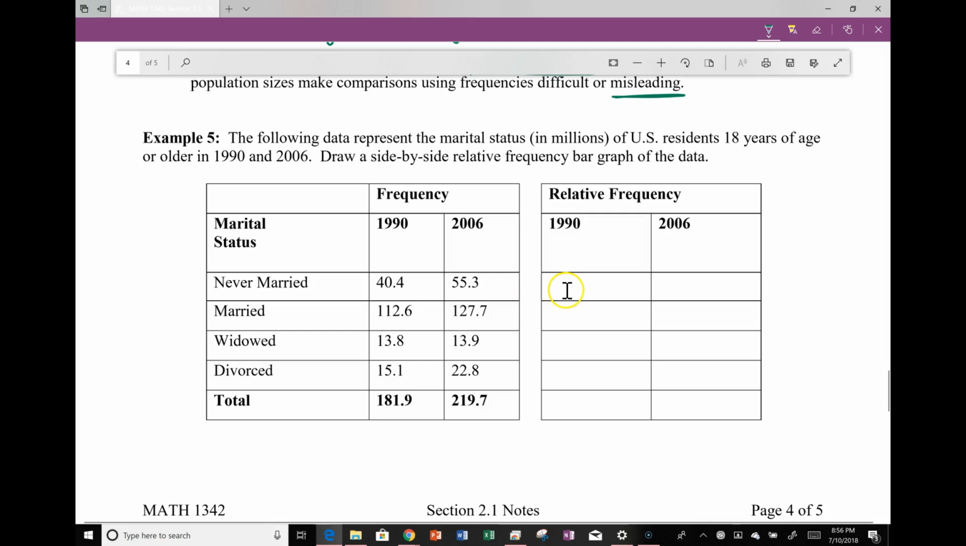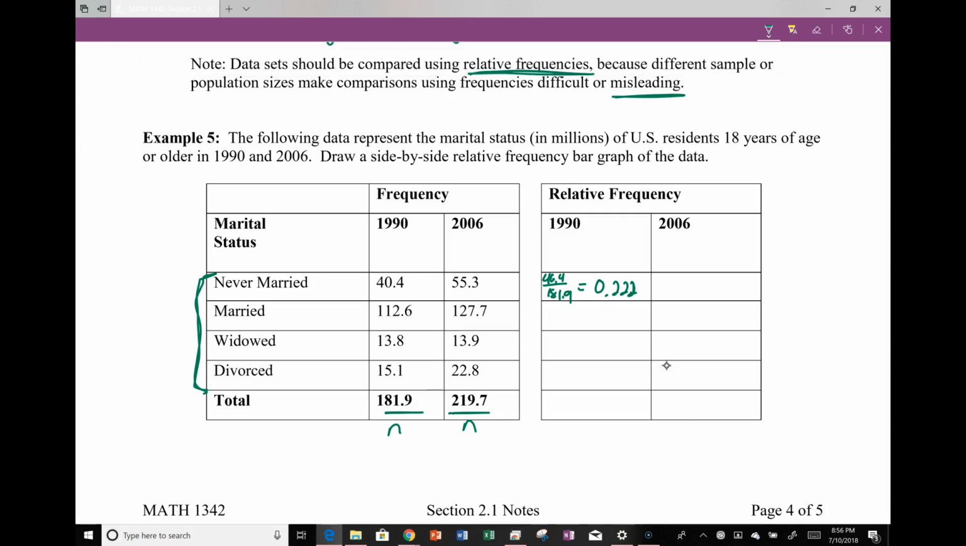The first thing that we need to do is find the relative frequency for each category. You'll notice here I have the total, but these are the categories that we're looking at. So these are our N values for 1990 and 2006. Whenever I find the relative frequency, I'm going to take 40.4 divided by 181.9, and I'm going to get 0.222. And I'm going to find the relative frequencies for each of these.